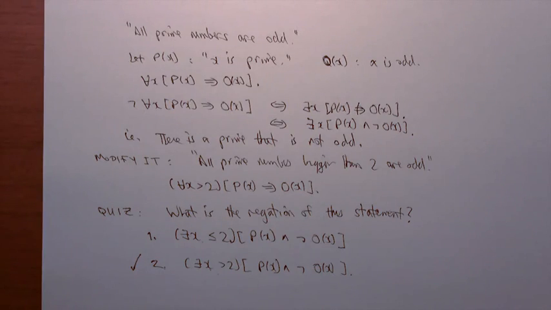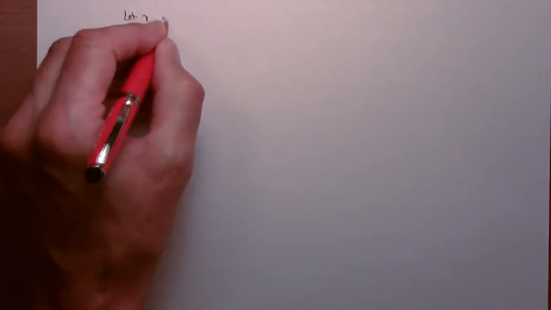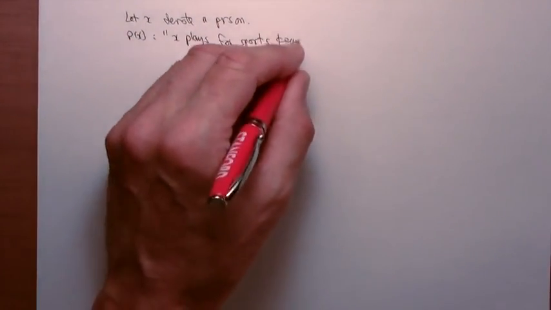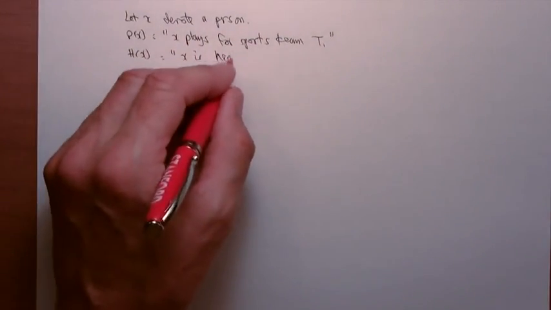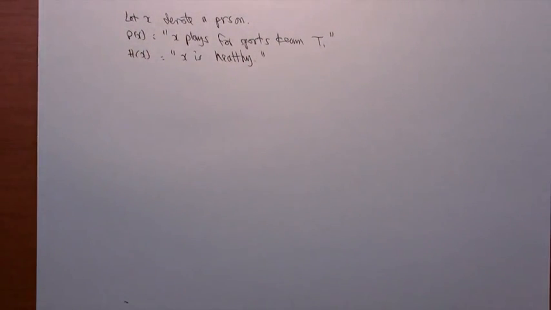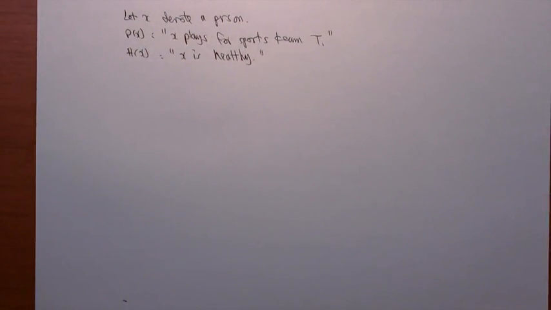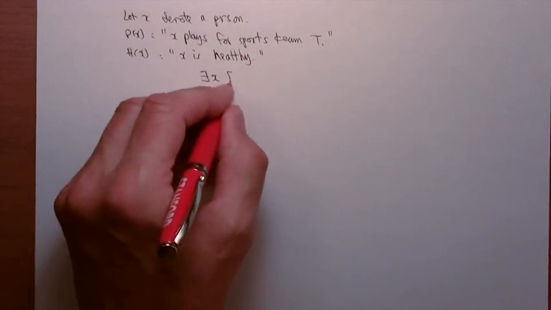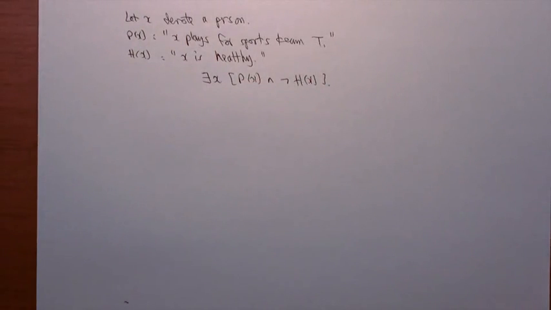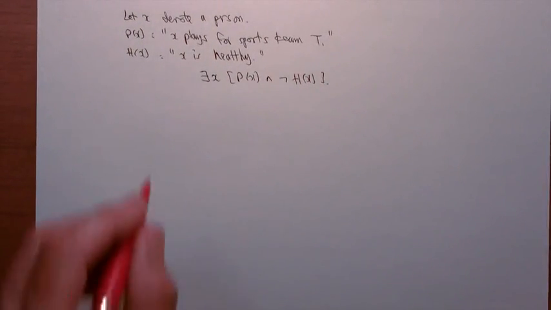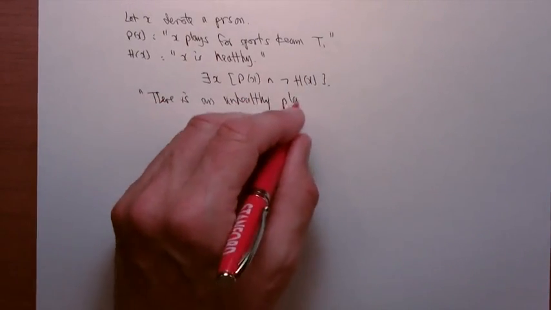Okay? Well, let's move on. Let x denote a person. Let p of x mean x plays for sports team T. And let h of x mean x is healthy. And let me look at the statement, there is an x such that p of x and not h of x. What does that mean in everyday English? There is an unhealthy player on team T.